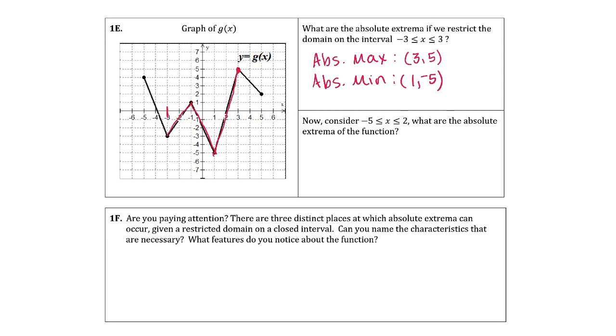And then finally, if we change again and we make our interval from negative 5 all the way over here to positive 2, notice again values have changed. So now that absolute max is going to occur at negative 5, 4. And the absolute min will be at the point 1, negative 5. And so down here at the bottom, we've looked at several different scenarios for where our absolute extrema can occur.